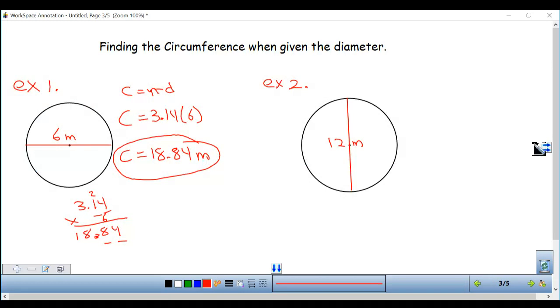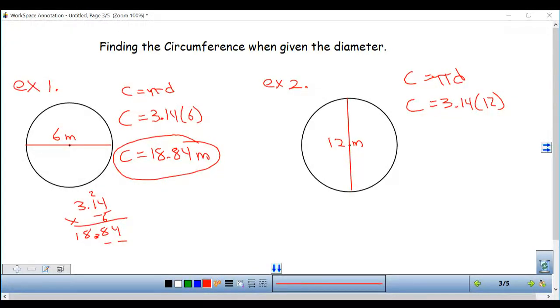Example number 2. If you want to try it on your own, you can. If not, you can follow along. We're trying to find the circumference. So we use the formula, C equals pi times diameter, and we plug in what we have. We do not have the circumference because that's what we're trying to find. Pi is always 3.14, and the diameter is given to us, it is 12.